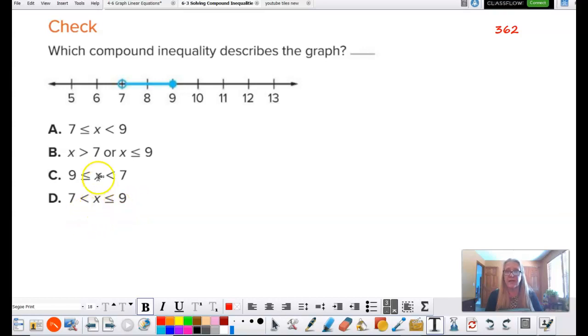Well, is x greater than or equal to 9? No, it's less than or equal to 9. So let's look at D. Is x greater than 7? Yes, it is. Is it less than or equal to 9? Yes, it is. So D is the correct solution for this one.